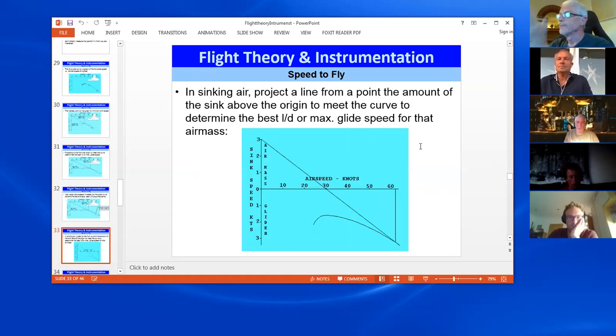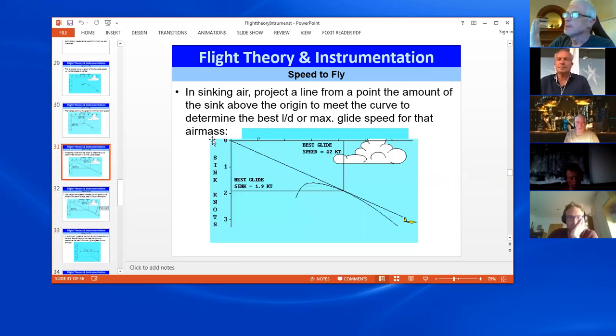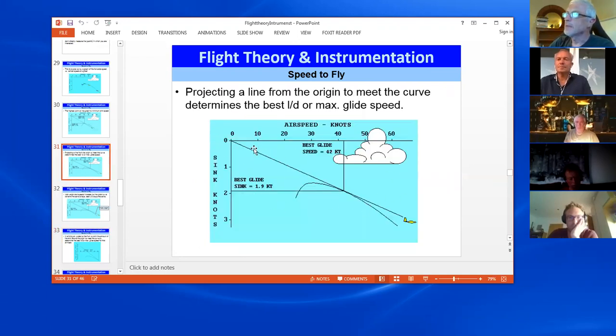So basically, what you need to know is, we'll go back one step. This best glide relies on the assumption that you're in still air, where the air is not rising and not sinking. So there's no headwind, no tailwind, no sink, no lift. So what happens if you do have those? How do you adjust for it?